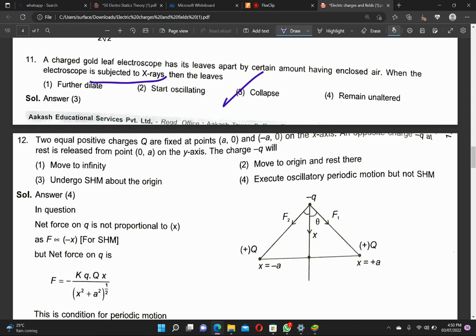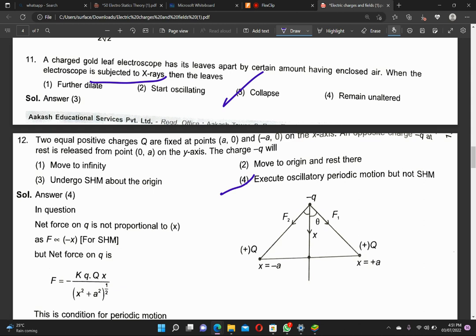Okay, understood. Now, two equal positive charges Q are fixed at points (a, 0) and (-a, 0) on the x-axis. An opposite charge -Q at rest is released from point (0, a) on the y-axis. The charge -Q will show oscillation. So yeah, it's option 4. In the question, net force on Q is not proportional to x. See, all oscillations are not SHM, but all SHMs are oscillations. So you cannot just go with the third option, it can be wrong.